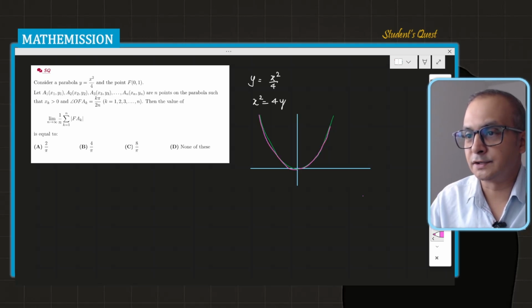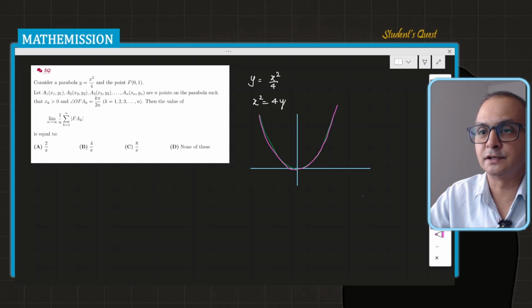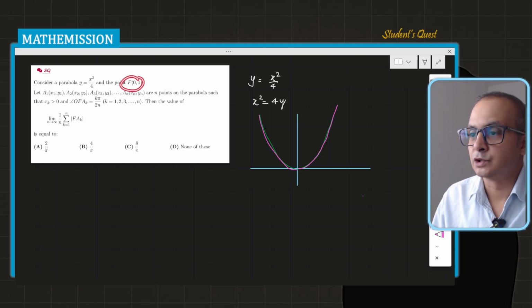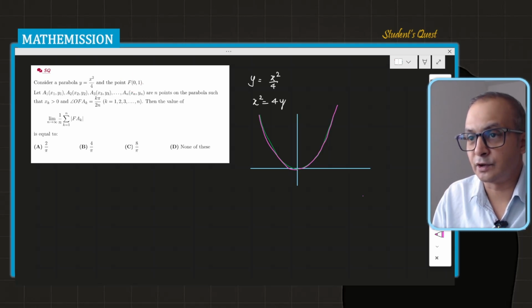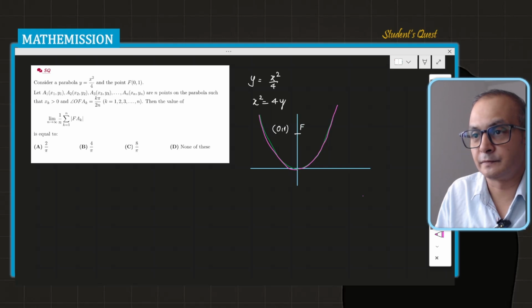And the focus of the parabola, you can notice, is (0, 1). It means the focus is (0, 1). Because here x² = 4y, the a value for this parabola is going to be 1, so the focus is (0, 1). So there is (0, 1) here, and that is called F.